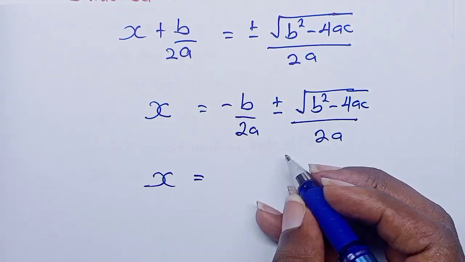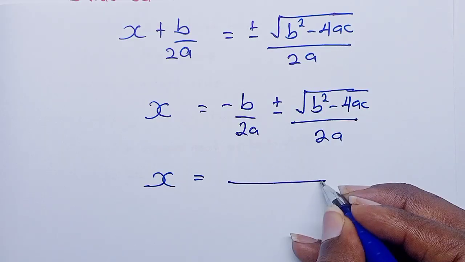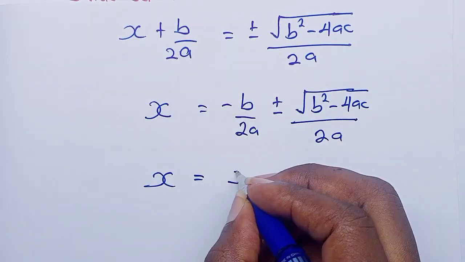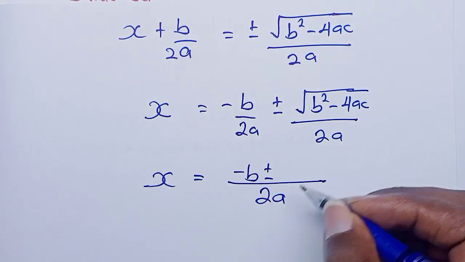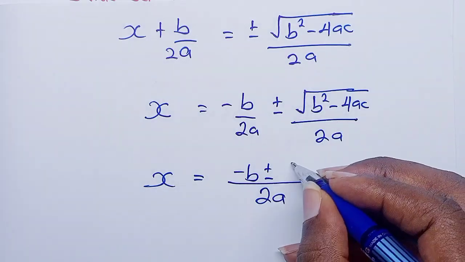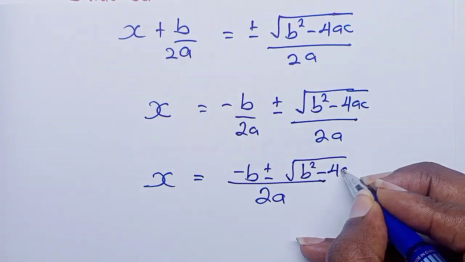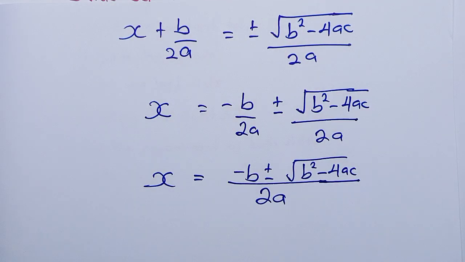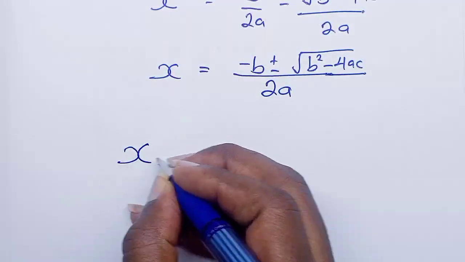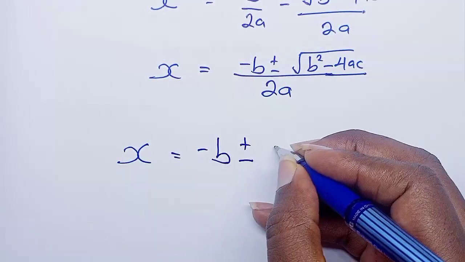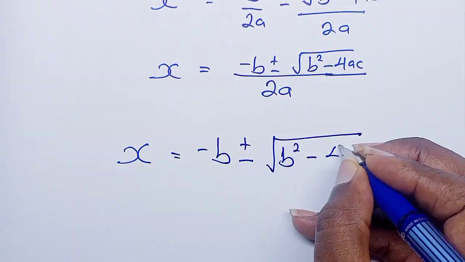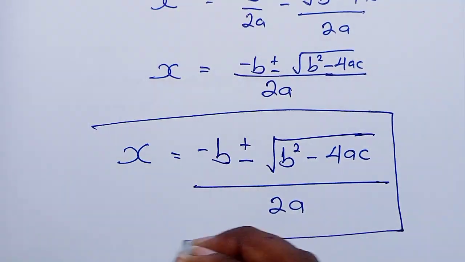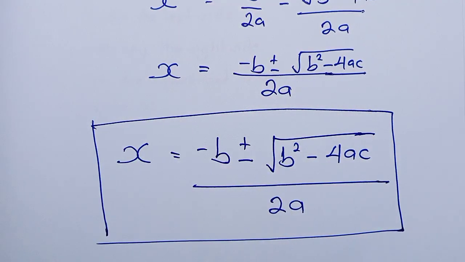Therefore, x is equal to, find the LCM here, or the common denominator, which is 2a. 2a divided by 2a is 1. 1 times negative b is negative b. Plus or minus, 2a divided by 2a is 1, and 1 times this remains root of b squared minus 4ac. So as you can see, we have come up with the quadratic formula. x is equal to minus b plus or minus root of b squared minus 4ac over 2a. This is the quadratic formula.